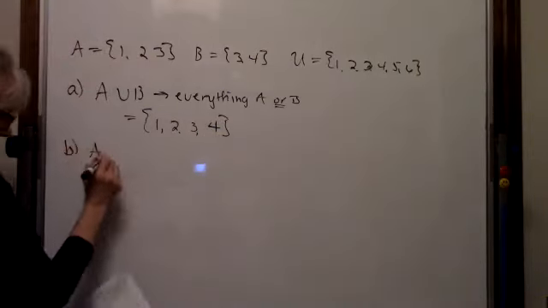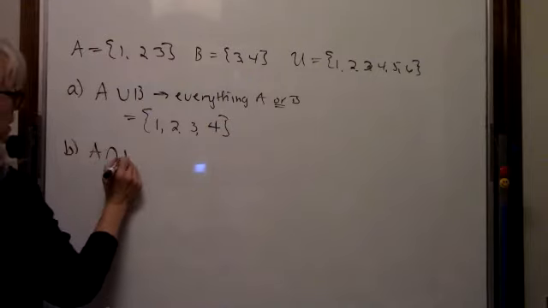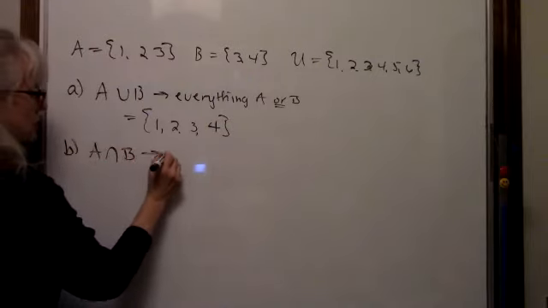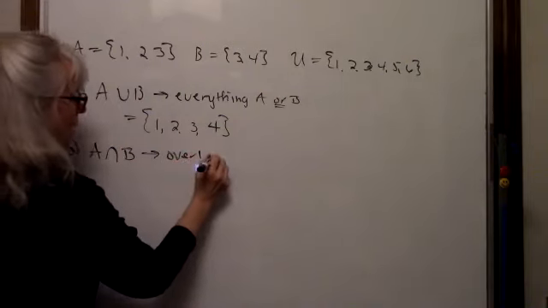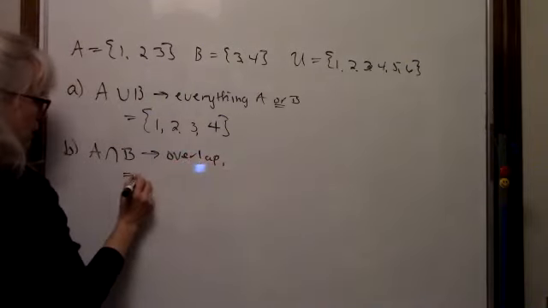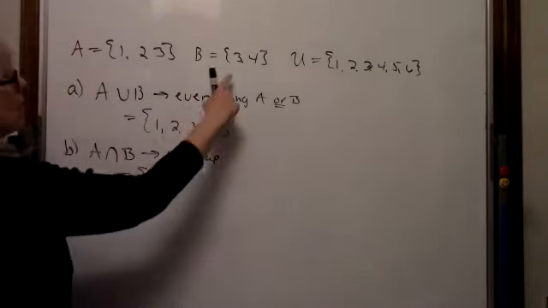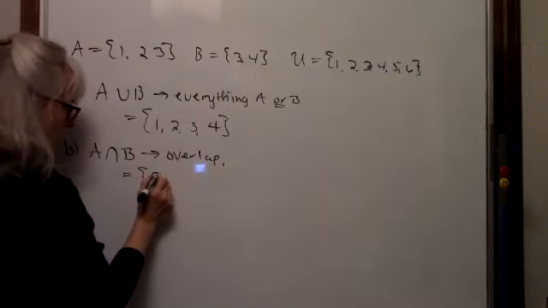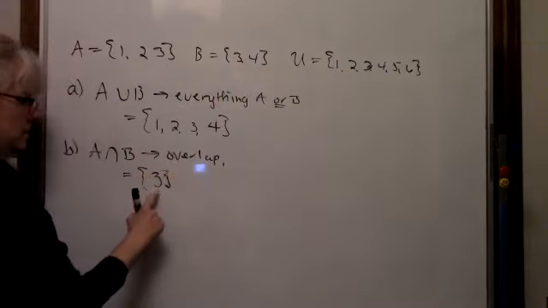Part B is going to ask for A intersect B. So this is the overlap. This is whatever they have in common. And so for us, the element that is in common is the 3. So the intersection of our two sets is the set 3.